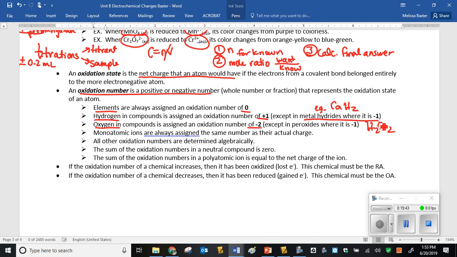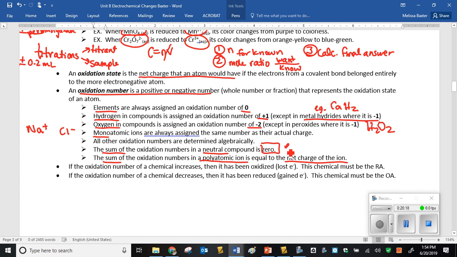Any kind of ion that has one atom, so something like Cl- or Na+, that's a monoatomic ion, always has the same number as its actual charge. So if you have an ionic compound, look at what the charges of those two things are supposed to be, and that's their oxidation number. All the other oxidation numbers you have to figure out. The sum in anything that's neutral has to be 0. The sum in any polyatomic ion has to be its charge.